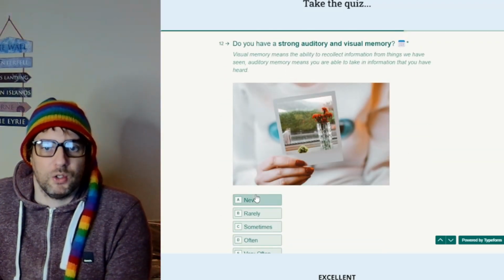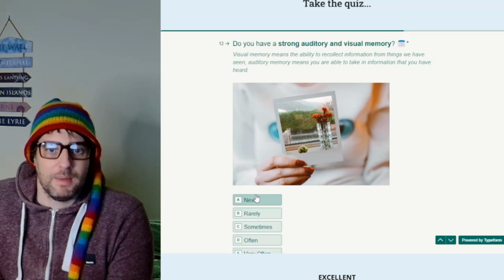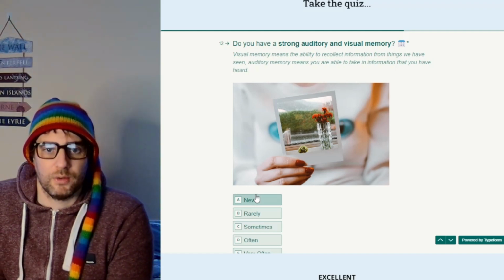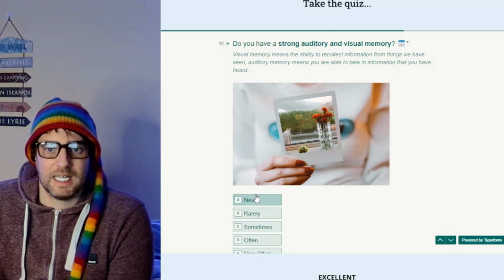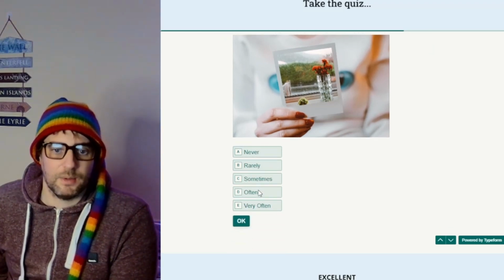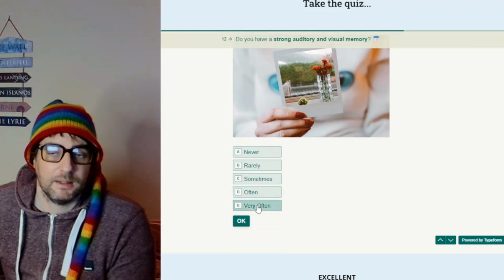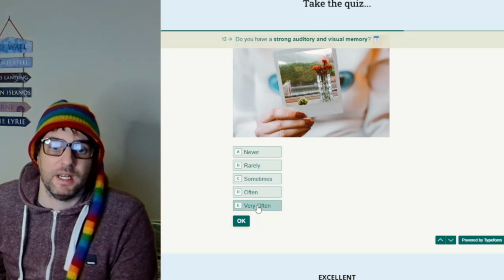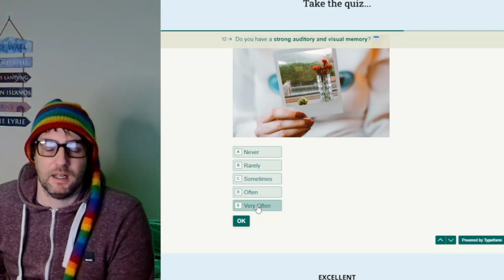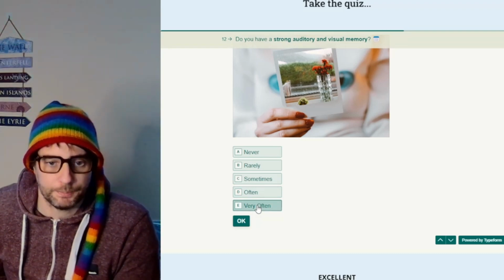Do you have a strong auditory and visual memory? Visual memory means the ability to recollect information from things we have seen. Auditory memory means you have an ability to take information in that you have heard. So very often with both of those things, both auditory and visual memory are huge parts of my learning style.